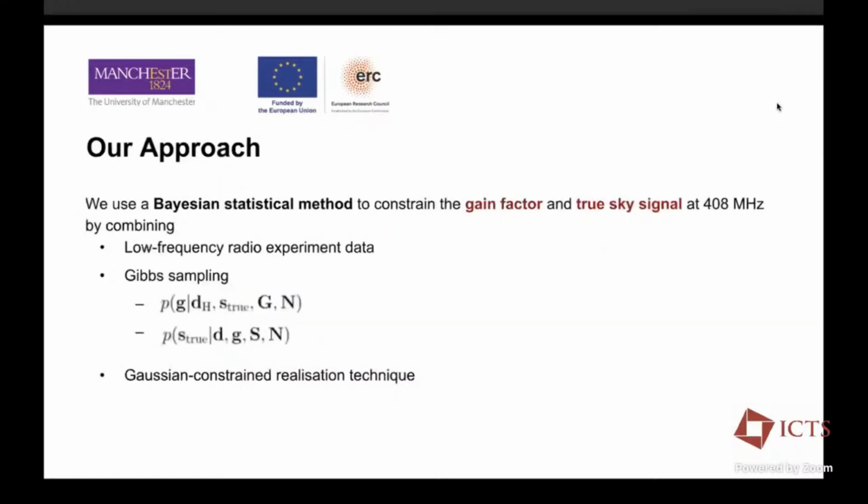So what we're trying to do is use a Bayesian statistical method to constrain the gain factor and the true sky signal at 408 megahertz by combining low frequency radio experiment data with Gibbs sampling. So we sample the posterior for the gains and the true sky signal. We also include a Gaussian constraint realization technique, which I will explain in a bit.